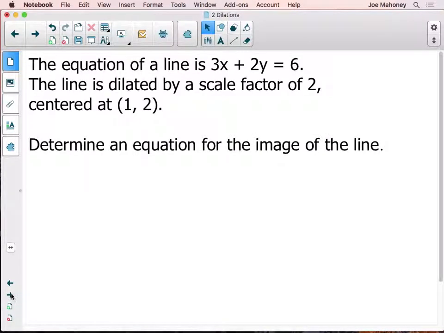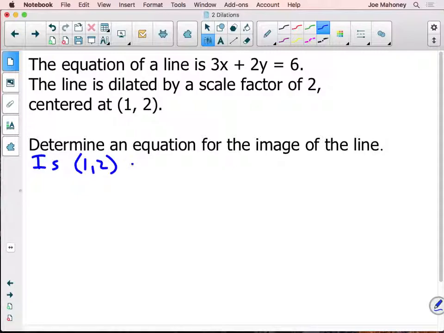All right, so let me talk about the question I'm going to ask you on your test, and most likely will appear in your Regents exam. These are on the exam all the time. So you've got an equation of a line, 3x plus 2y equals 6, and the line is dilated by a scale factor of 2 centered at (1, 2). We want to know the image of this line. What would be the image of the dilation? Well, the first question I have to figure out is, is this point on the line?